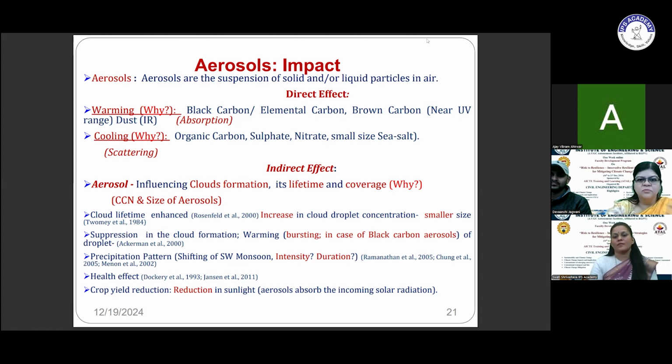The next is precipitation pattern. We are all now experiencing this shifting of the southwest monsoon. This paper was already published in the year 2005: Ramanathan et al. 2005, Chung et al. 2005, Menon et al. 2002. They predicted the shifting of the southwest monsoon, as well as its intensity and duration. We are all experiencing this. Then next is health effect. Then crop yield reduction also.